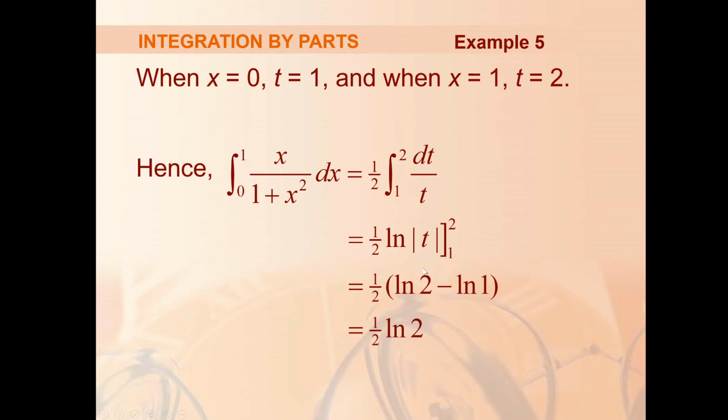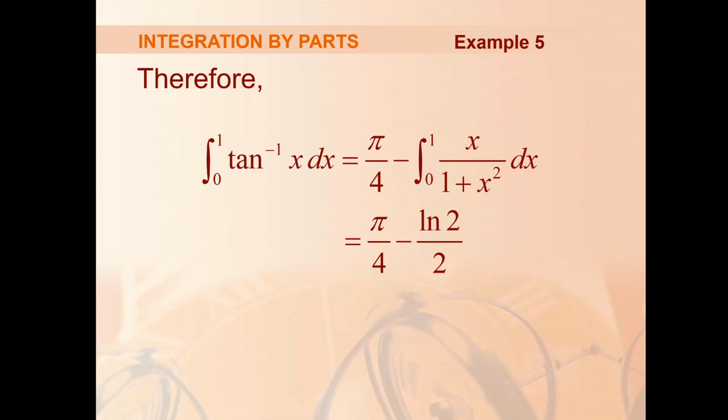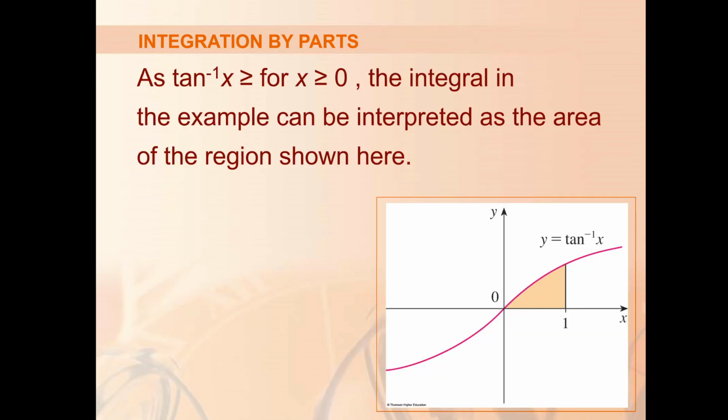And then integrate it using part 2 of FTC, so we end up with 1 half natural log of 2. Plugging back into the previous equation, we get pi over 4 minus natural log of 2 over 2. And that's the integral of inverse tangent of x from 0 to 1. Inverse tangent of x is greater than or equal to 0 for x greater than or equal to 0, so the integral in the example can be interpreted as the area of the region shown here. So once you find the area from 0 to 1.